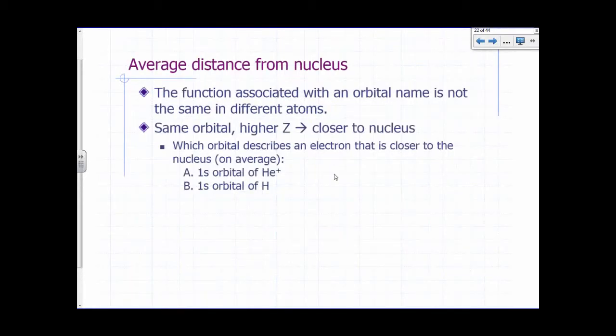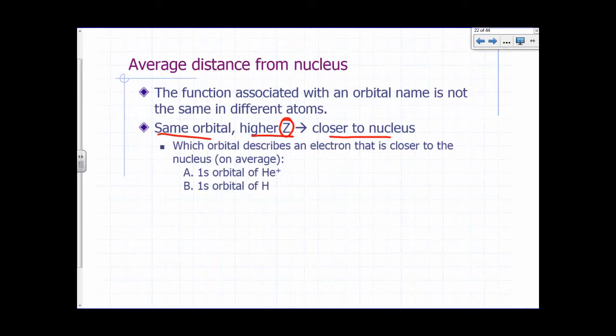Okay? So one thing you've realized from the previous slides is that the function that's associated with an orbital name is not the same in different atoms. Okay, so a 1s orbital of hydrogen is not the same thing as a 1s orbital in helium. It's not the same as a 1s orbital in helium plus, or a 1s orbital in some other atom like carbon. Okay, in general, if you're talking about the same orbital name, the higher Z, more protons in the nucleus, would pull the electron described by that orbital closer to the nucleus.